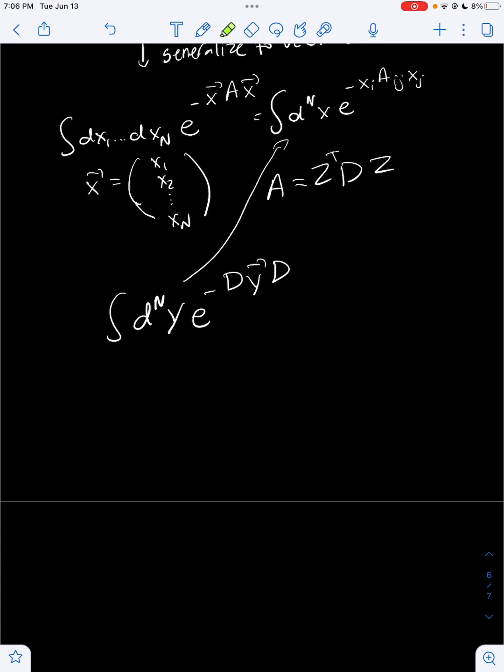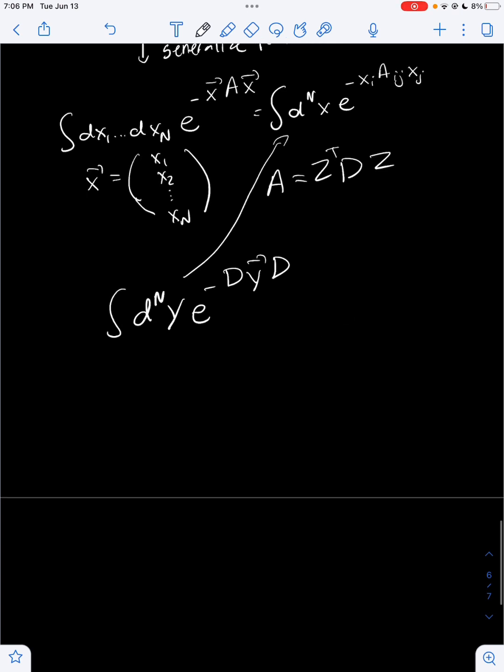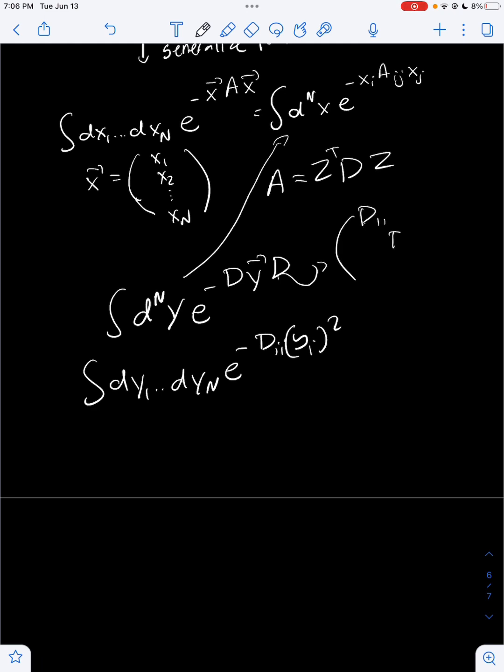And our orthogonal matrix, by the way, is a matrix that's defined as this over here, where the transpose of the matrix multiplied by the matrix equals the identity matrix. And we can just expand it out like before. So we have d^n y, then e to the minus sum of d_ii y_i squared, because D was defined as a diagonal matrix, and diagonal matrices are defined as matrices that only have elements along the diagonal, so everywhere else is 0 on the matrix. So that's why we have this over here.